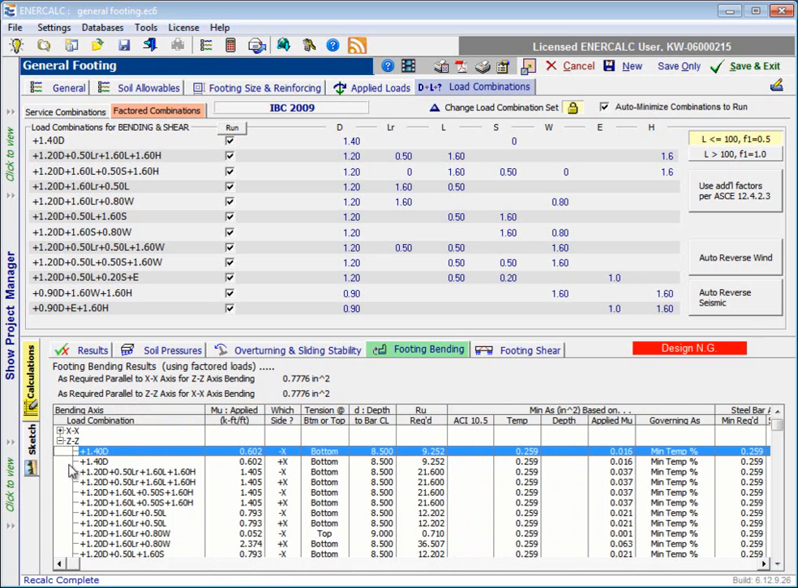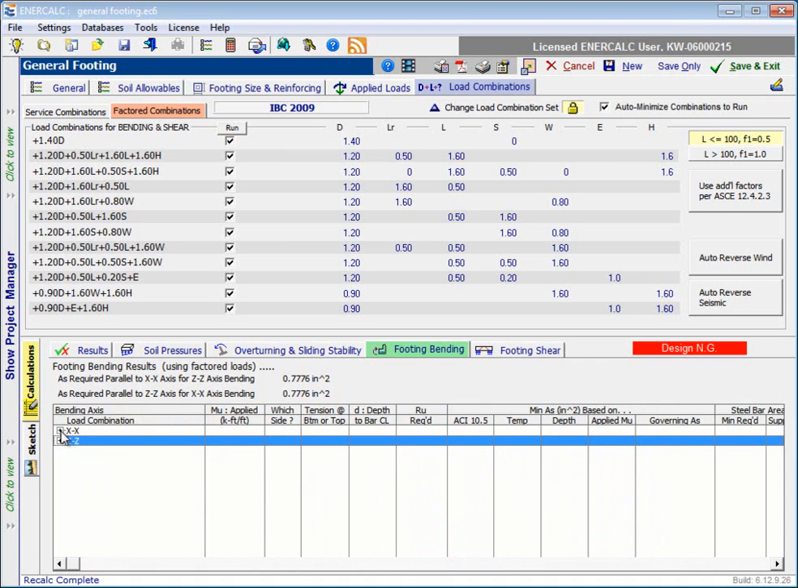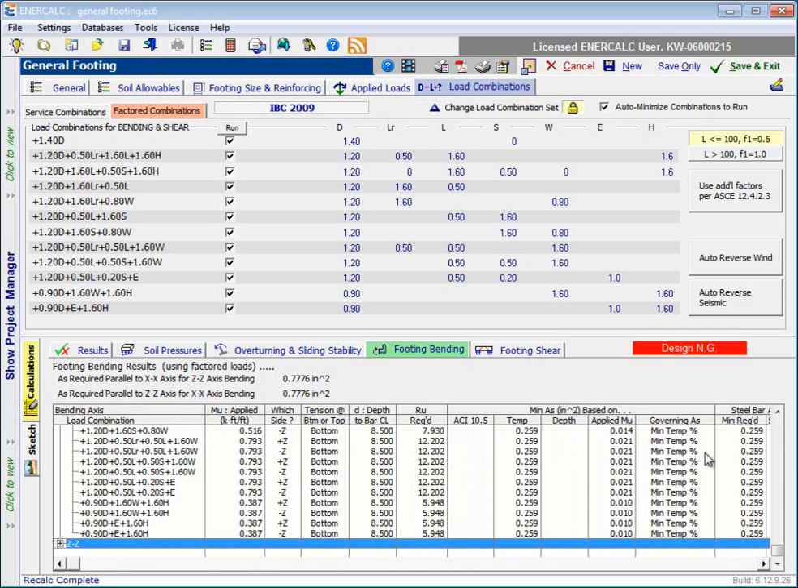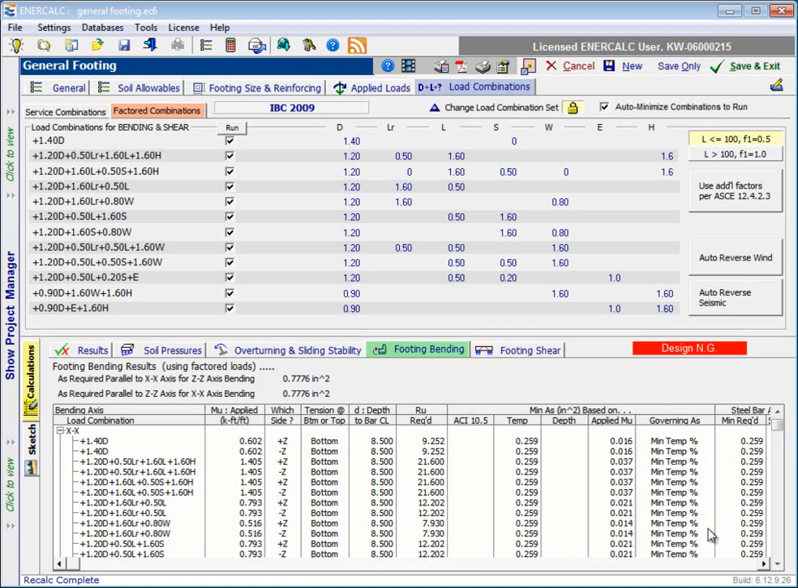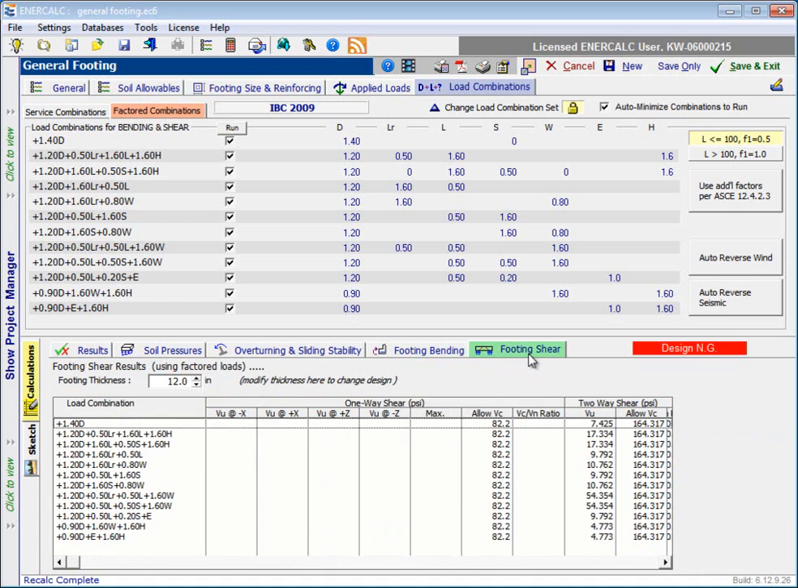If I was to scroll back over to the left, just remember that we've only been focusing on bending about the z axis. You could also come up in here and expand the other category, which is bending about the x, and study all of those results as well. Okay, so that is a look at the footing bending tab and what it provides for us. From here, we'll move over to the last tab in the calculations category, which is called footing shear.